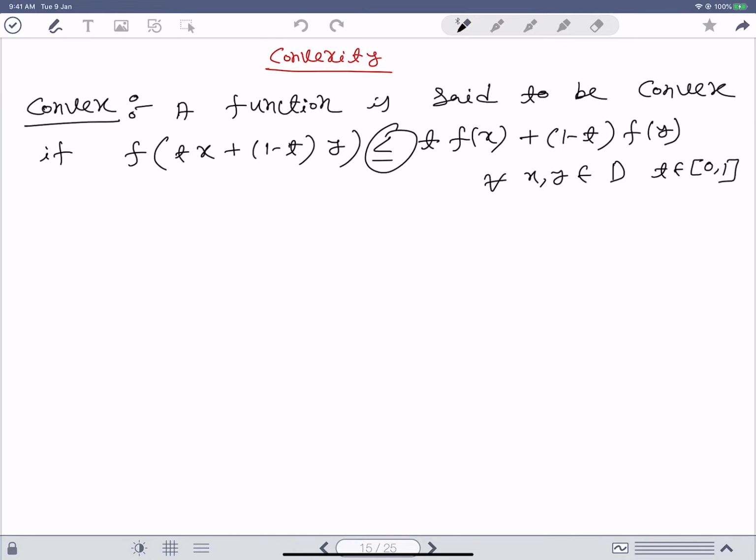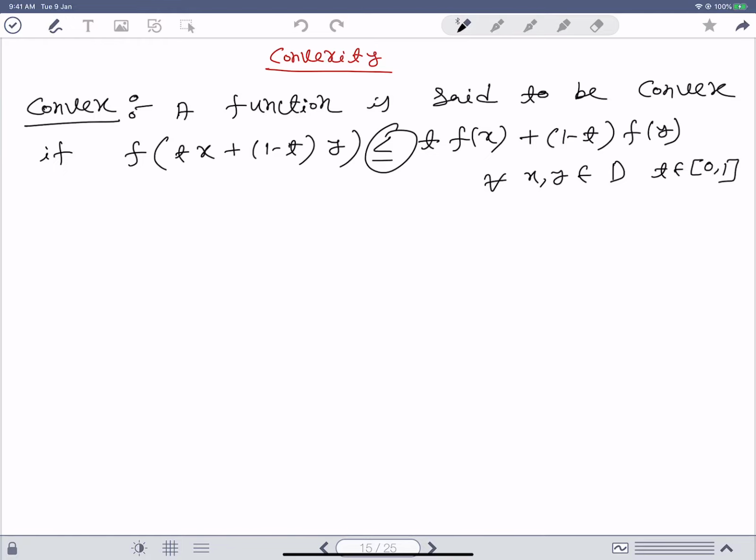Note that you have less than or equal to. Similarly, you can define concave as well. Instead of less than or equal to, you have greater than or equal to. Okay? That is a similar concept of concave. Now this is convex.